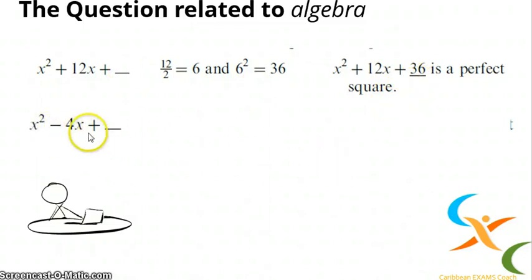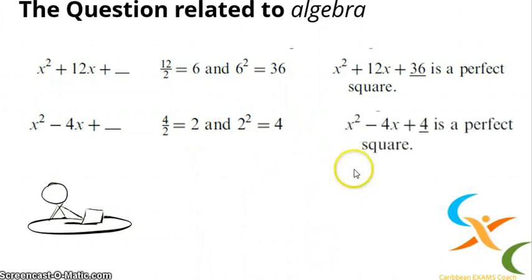Let's do another example. x squared minus 4x plus, what goes here? You have an example to follow. Pause the video, write it out. So you get half of 4 is 2, squared equals 4. So the term that goes there is 4. x squared minus 4x plus 4 is a perfect square. Did you get that?